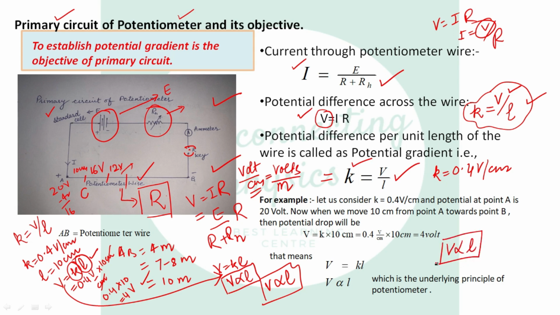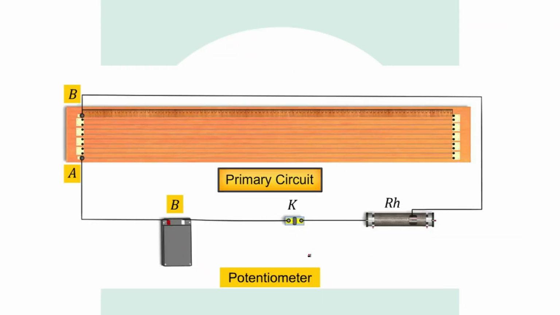So this was the main aim of the primary circuit. Now let us understand the applications of potentiometer. But first of all, let us understand the schematic diagram of potentiometer which we use in laboratory. So this is the potentiometer which we use in laboratory.